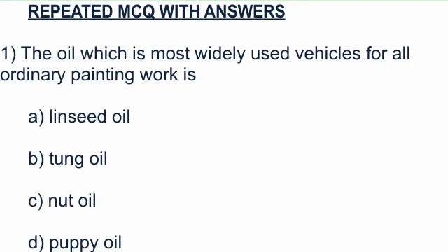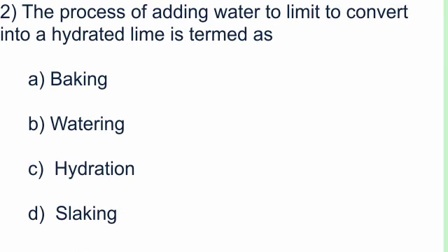First question. The oil which is most widely used vehicles for all ordinary painting work is option A linseed oil, option B tung oil, option C nut oil, and option D poppy oil. The answer is linseed oil. Linseed oil is the oil which is most widely used vehicles for all ordinary painting works. Let's move to the next question.